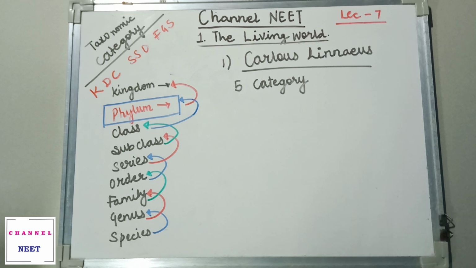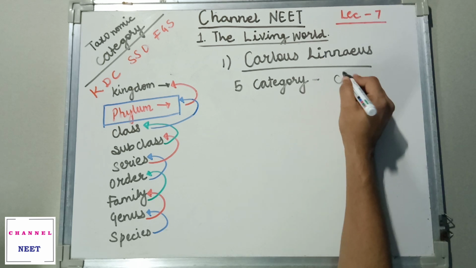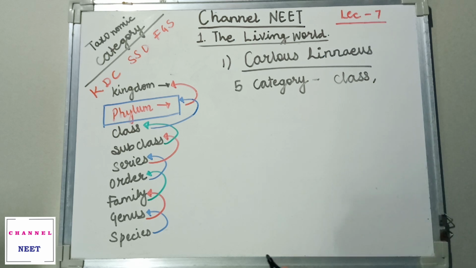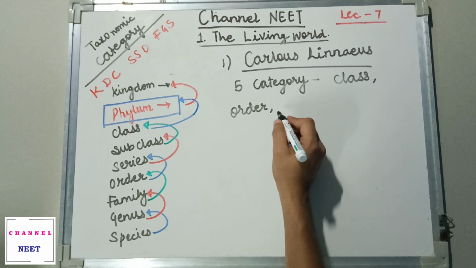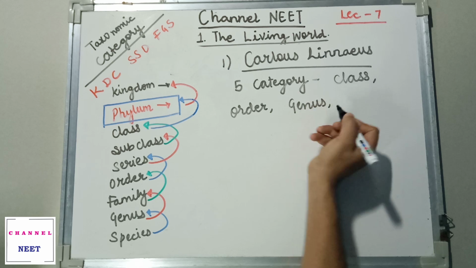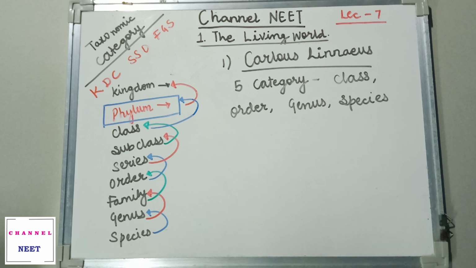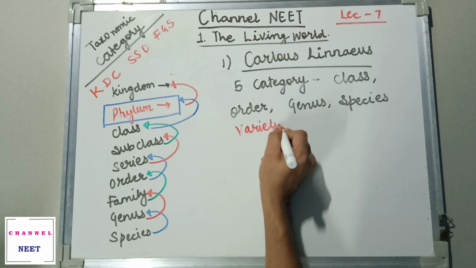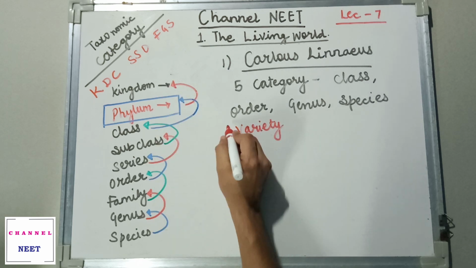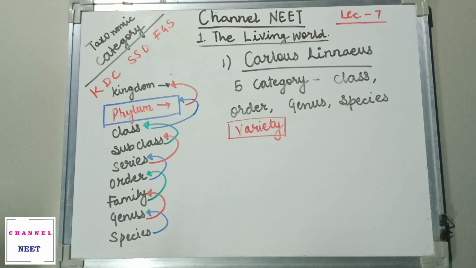The 5 categories that he has mentioned are class, order, genus, species, and one is very different from the rest, the variety, which you will not find here. So this is something different that he has found out in the taxonomic category.